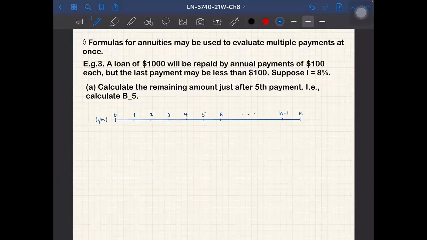Hi, we continue section 6.d. And now we have more complicated examples. Until this example, we evaluated cash flows one by one. For example, we calculate B1, then R1, then I1 and P1, and B2, and so on. But here we calculate several cash flows at once by using the formulas for annuities.